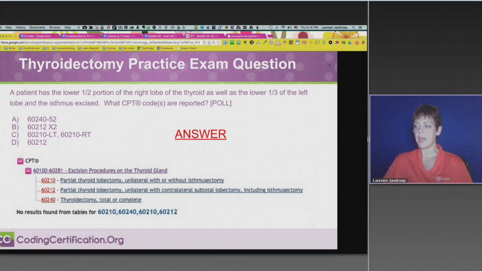So a patient has 1/2 of the portion of the right lobe of their thyroid removed, as well as a lower third of the left lobe and the isthmus, the little connecting thing in the middle. What CPT code or codes are reported?